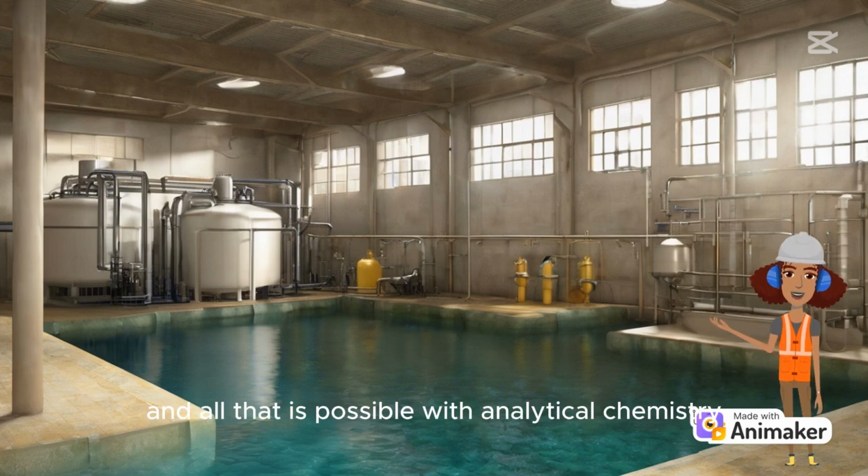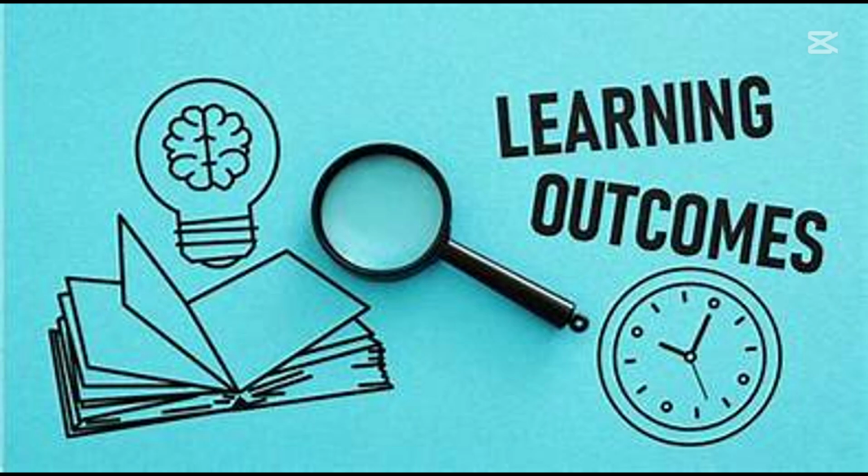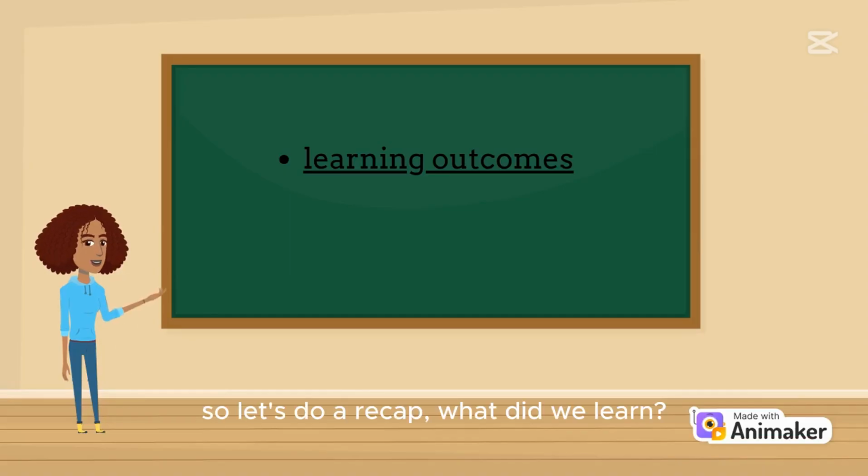And all that is possible with analytical chemistry. So let's do a recap. What did we learn? We learned that chemistry helps us detect hidden dangers, purify resources, beware of new pollutants, and turn waste into something valuable. With chemistry, we have tools not just to survive, but to also build a cleaner, safer, and more sustainable future.